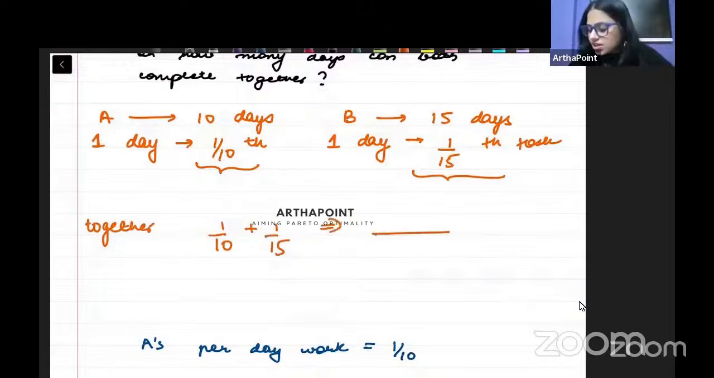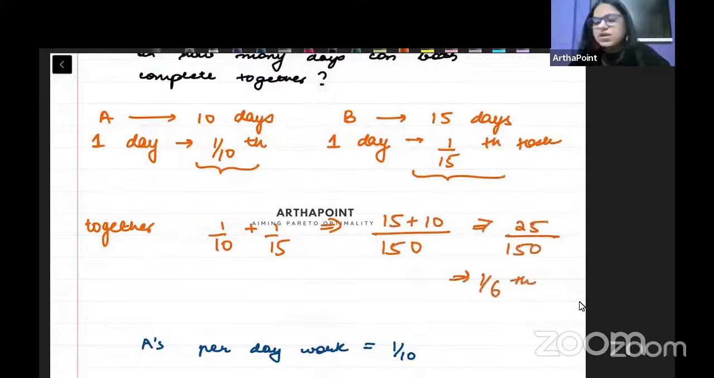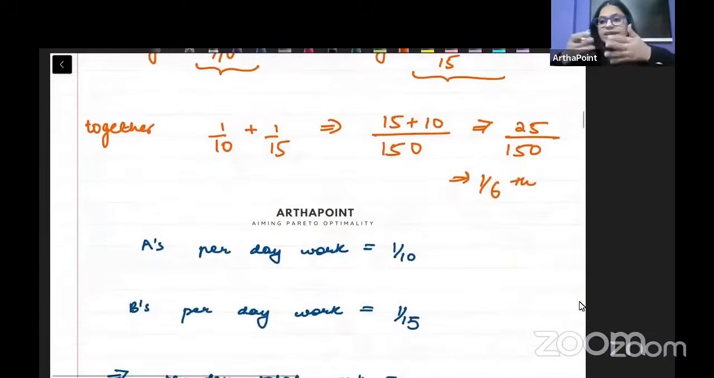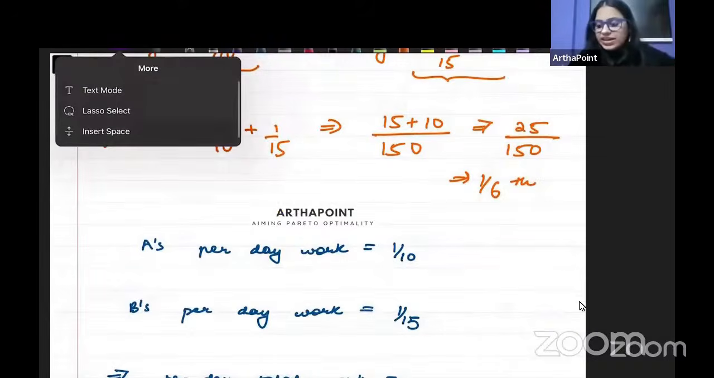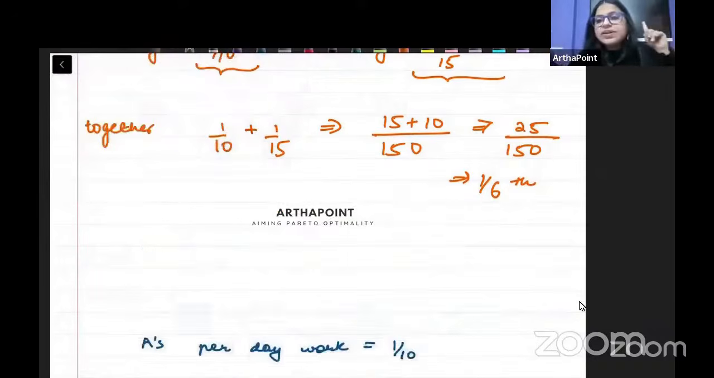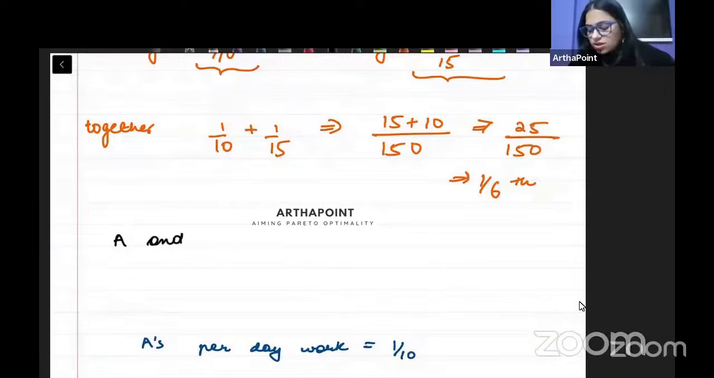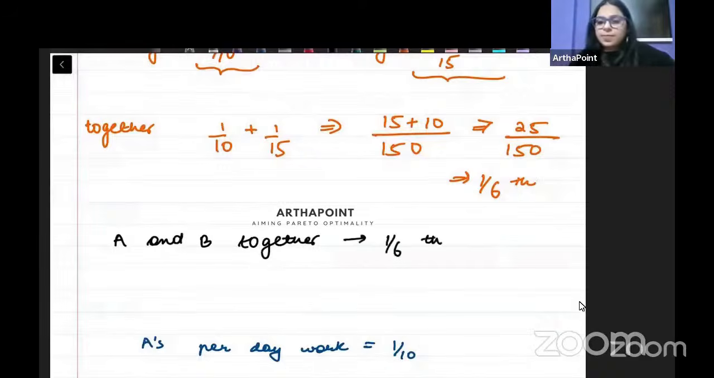So if I just take this, it will be 150, 15 plus 10. It means this will be 25/150. It means 1/6 of the task. Now understand carefully: there is a task, and 1/6 out of the entire task can be done in 1 day if A and B do it together. If A and B do a task together, then they can do 1/6 of that task in a day, right?